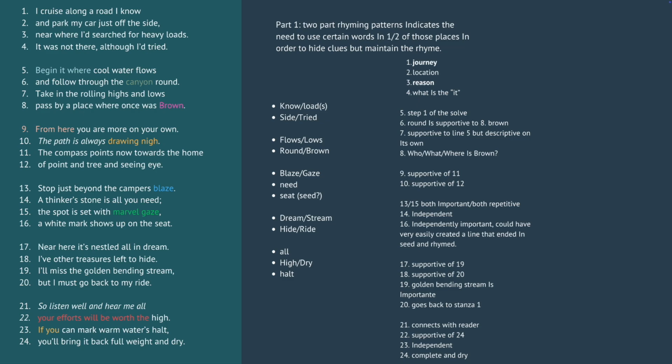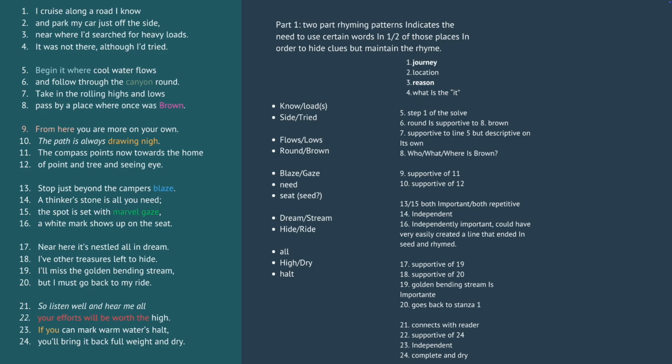So for the next stanza, 9 is supportive of line 11 and 10 is supportive of line 12. "From here, you are more on your own." Doesn't really say much. You're on your own to begin with. "The compass points now towards the home of point and tree and seeing eye." "Drawing nigh" references the Forrest Fenn poem, but the unique thing here is the "of point and tree and seeing eye." Lines 13 and 15 are both repetitive from the Forrest Fenn poem, but also I think they're independently important.